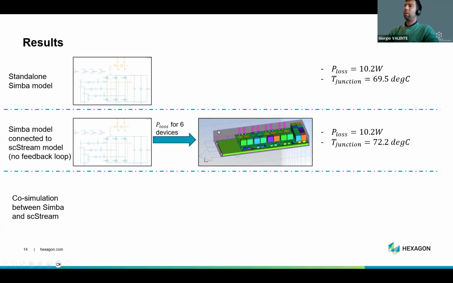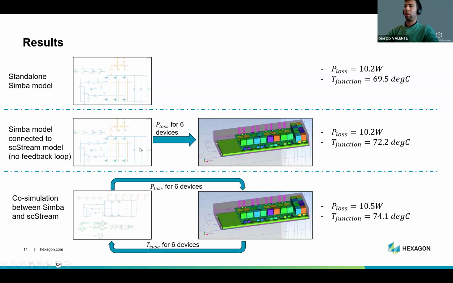However, this doesn't do the feedback loop, doesn't close the loop. So we don't capture the variation on the power losses, the temperature dependent power losses of the MOSFET. So the next step, what we propose, is to actually close the loop and let SIMBA get the most updated temperature to improve the power loss prediction as well.